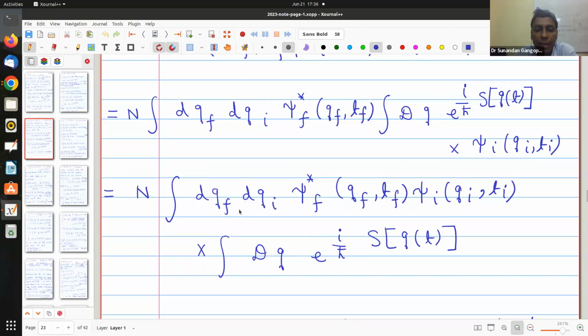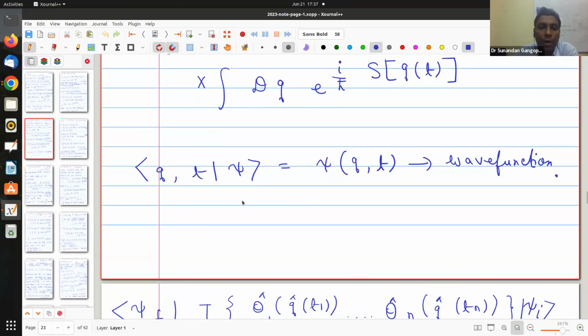The next step is basically integral dqf dqi. So these wave functions are independent of these q's. These are the initial q's, so these are qi's, and this is the final q's, which is qf. So I can just pull them outside the path integral. We can write this as integral over dqf dqi psi star f at QFTF, psi I at QITI, multiplied by this path integral, which is dq e to the power of i by h bar action.